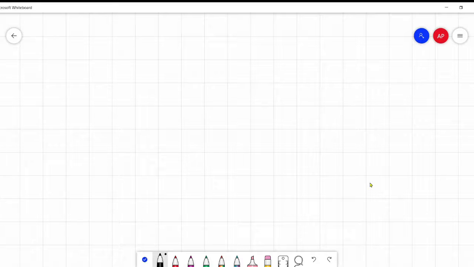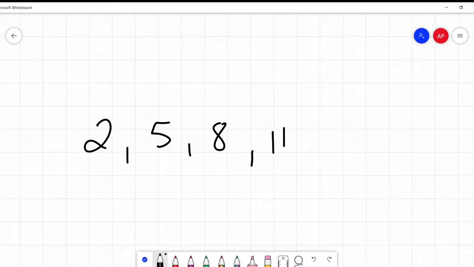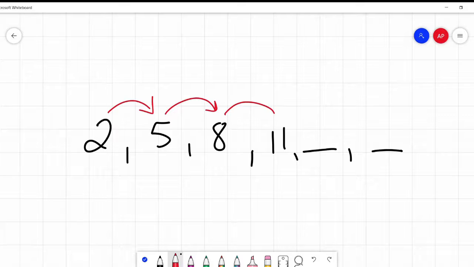Now, if you have that sequence and they give you the first ones and say, okay, 2, 5, 8, 11, what comes next? You might go, okay, 2 plus 3 is 5. 5 plus 3 is 8. 8 plus 3 is 11. 11 plus 3 is 14. 14 plus 3 is 17.